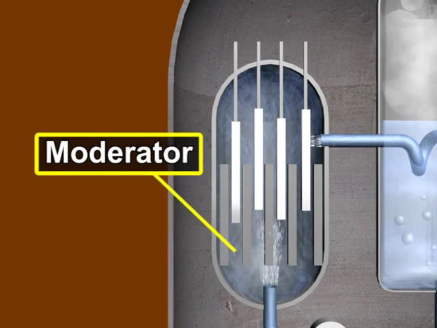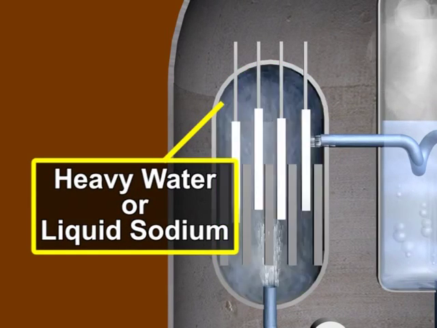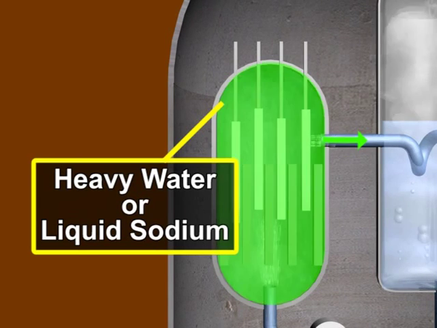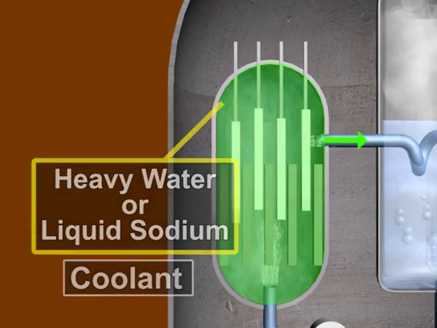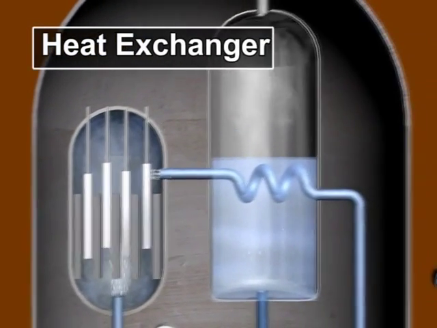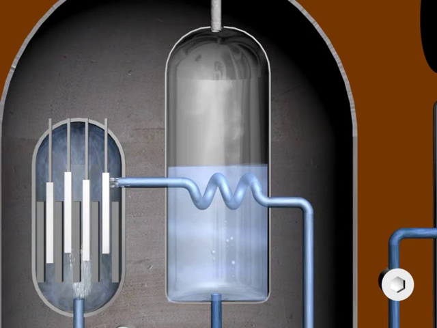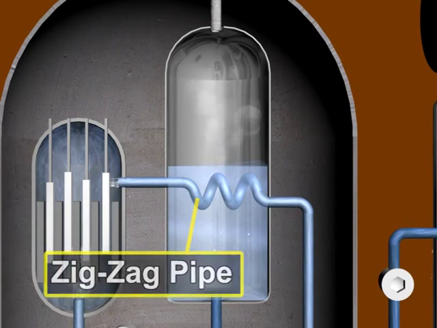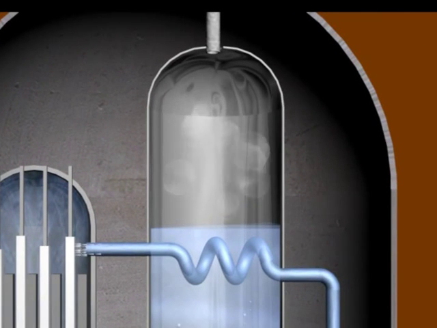The fuel rods, control rods, and the moderator are then surrounded by heavy water or liquid sodium to carry away the heat generated by the nuclear reaction inside the core. This liquid is known as coolant. Then comes the heat exchanger, where the coolant passes through the zig-zag pipe and the heat is taken away by surrounding water to convert it into steam.